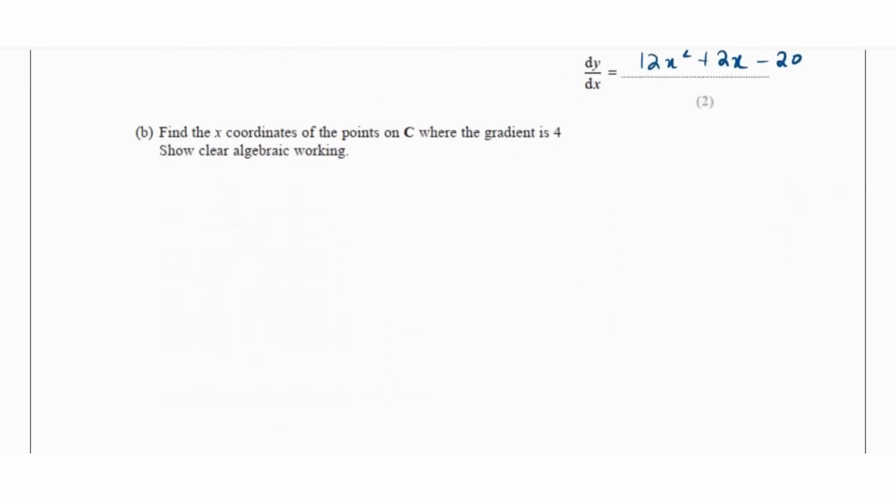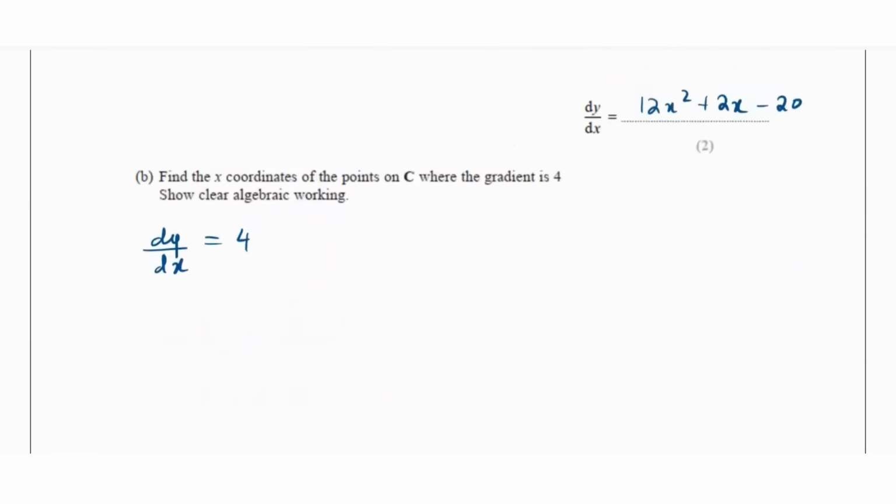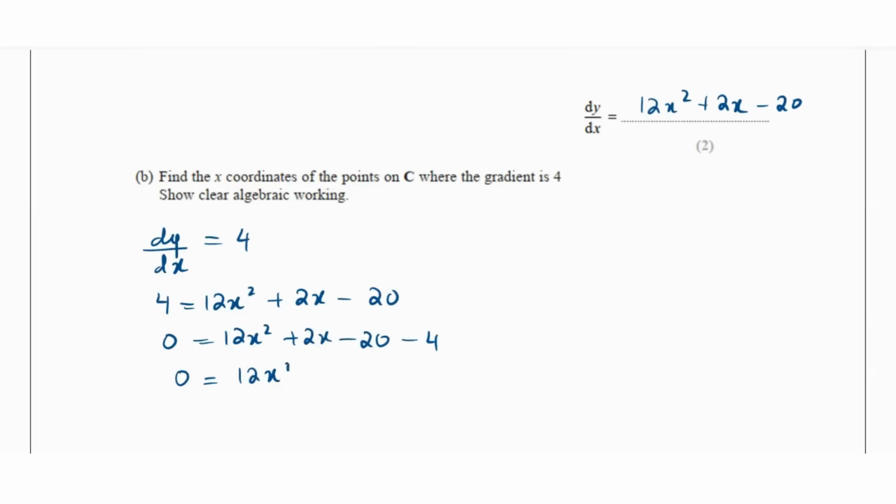Then find the x-coordinates of the points where the gradient is 4. So if the gradient is 4 and we have to find the x-coordinates, we're going to put our dy by dx equal to 4. Why? Because the main purpose behind finding the dy by dx is to find an equation that can help us in finding the gradient of the curve at any point. So 4 equals 12x squared plus 2x minus 20. Bring the 4 to the other side. So 12x squared plus 2x minus 20 minus 4. That's 12x squared plus 2x minus 24.